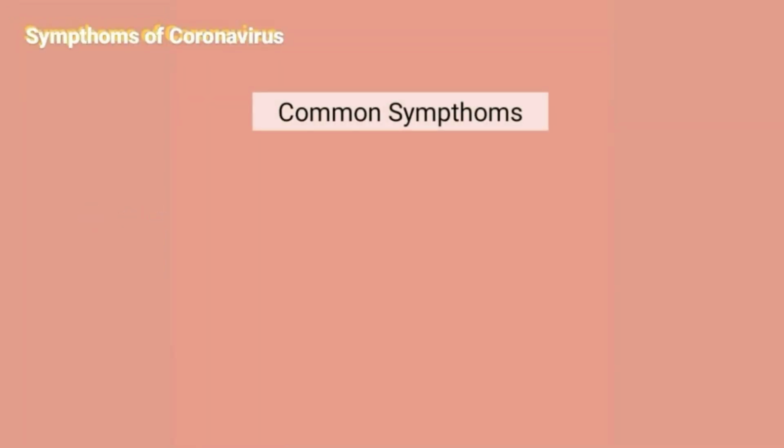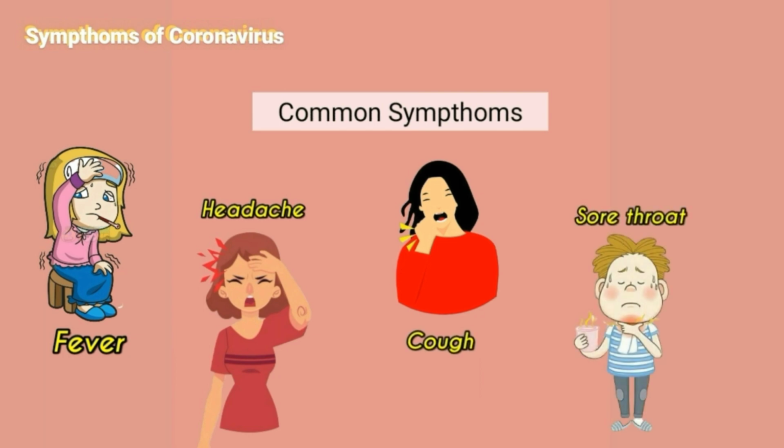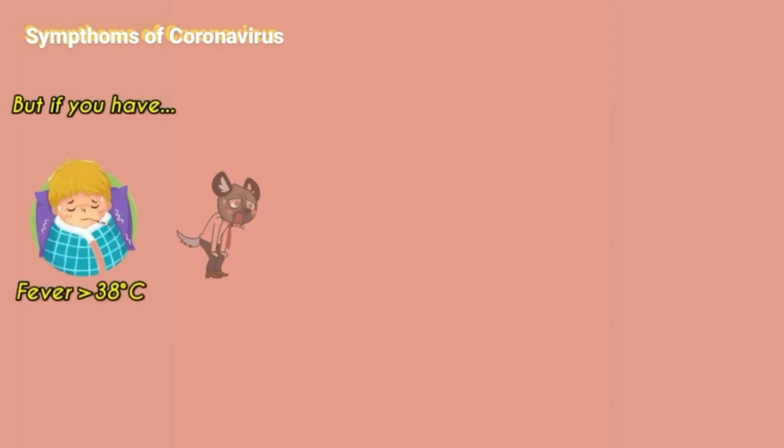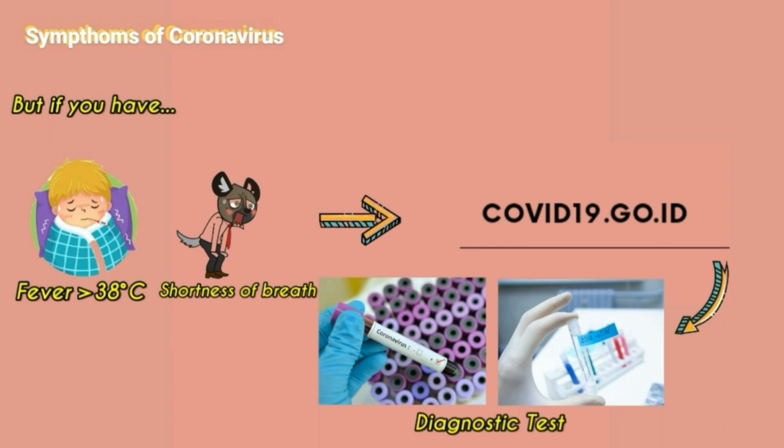And then, what are the symptoms? We can know if an individual is positive for the coronavirus. Coronavirus has common symptoms such as fever, headache, cough, limp body, and sore throat. But if your fever has reached 38 degrees Celsius or more, and you have shortness of breath, and you cannot do daily activities, you had better immediately contact the short message service at covid19.co.id and wait for the next given direction, because only a diagnostic test can confirm whether or not an individual is positive for the coronavirus.